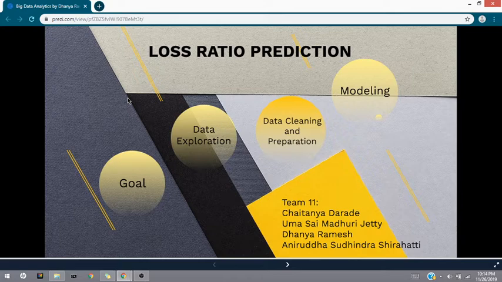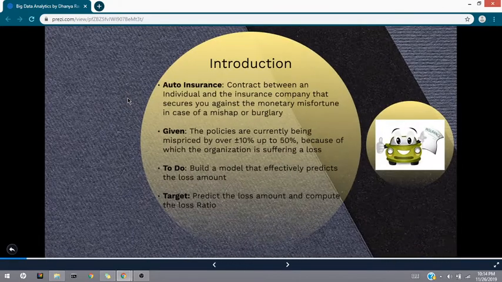This presentation is about the Big Data project, that is loss ratio prediction for auto insurance policies. Let me share some information about the auto insurance business. Auto insurance is a contract between an individual and the insurance company that protects the individual by providing property, liability, and medical coverage. The business problem is that around 10 to 50% of the insurance policies are mispriced, and due to this reason, the insurance companies are suffering loss.